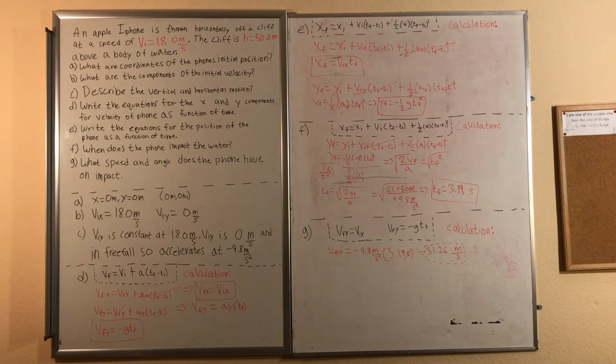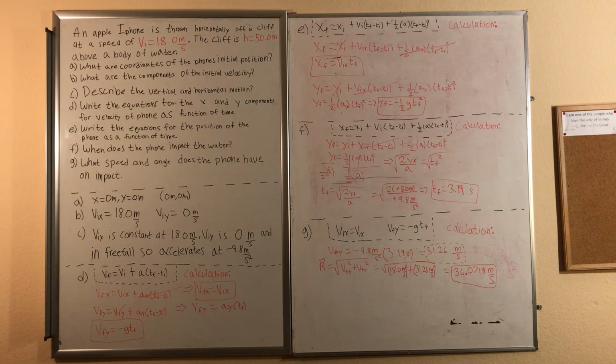Now to solve for the final speed or magnitude of the vector, we use the resultant vector equals the square root of velocity final of x squared plus velocity final of y squared. Plug in and get square root of 18.0 meters per second squared plus 31.26 meters per second squared, and calculate it out to get 36.0719 meters per second. Now we have the magnitude and need the angle.